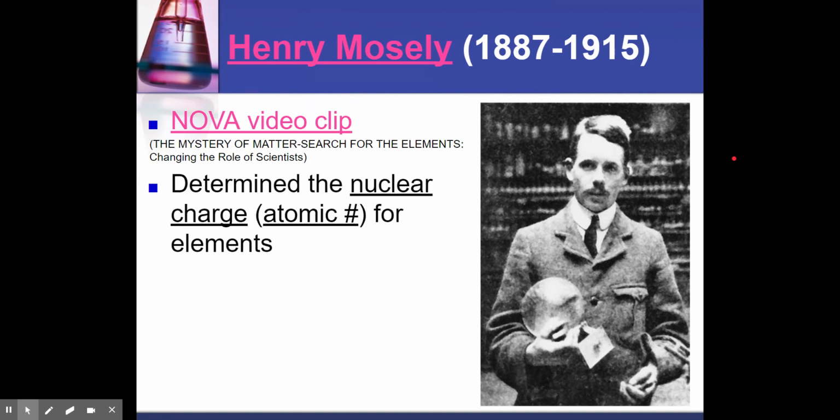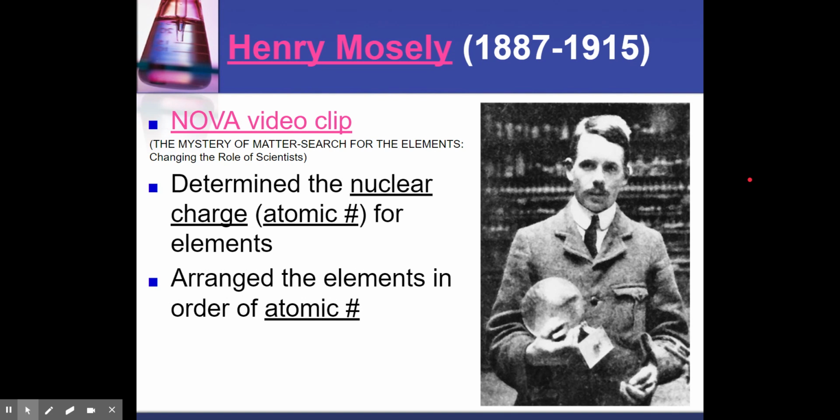What Moseley did that was really different is he determined that the nuclear charge, or the atomic number for elements, really that number of protons, was the key thing that needed to be used to put our elements in order. He was the one who figured out that nuclear charge. He rearranged the elements in order of atomic number. It wasn't that different from the way that Mendeleev had done it, but there were a few things that moved.